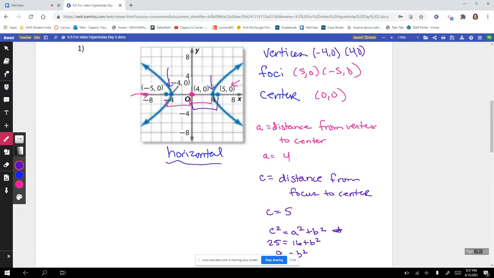Now, this is horizontal, so we know that our x is going to go first. Our center is 0, so that makes it nice and easy. I like to do the numerators first: x squared minus y squared. We know a hyperbola is going to be minus, and we know it's going to be equal to 1.